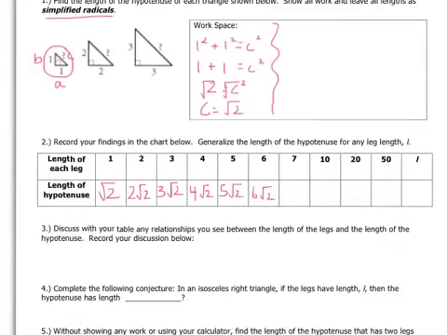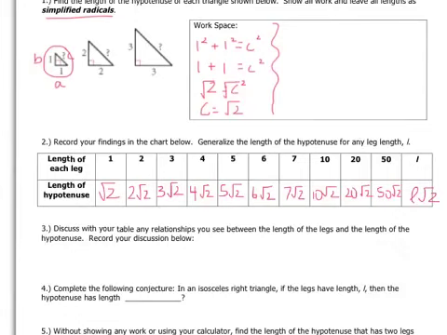Emily, what did you guys get for 7, 10, 20? 7 radical 2, 10 radical 2, 20 radical 2. And Bailey, your group for 50, and then L. We had 50 radical 2, and then L radical 2. Okay.